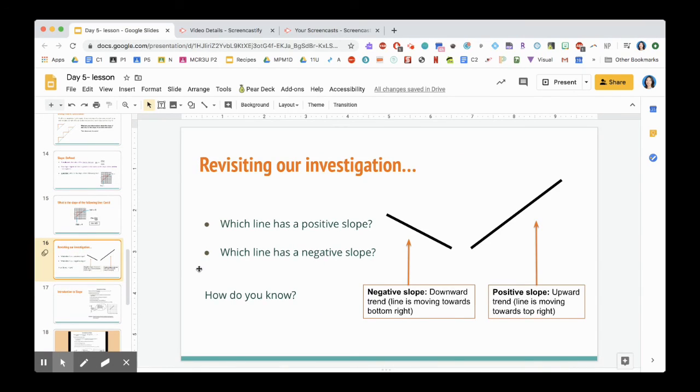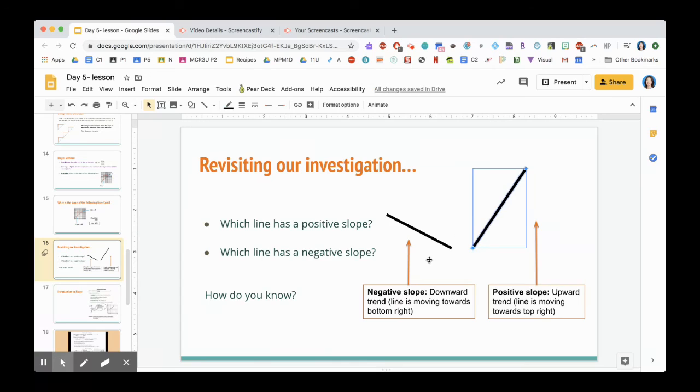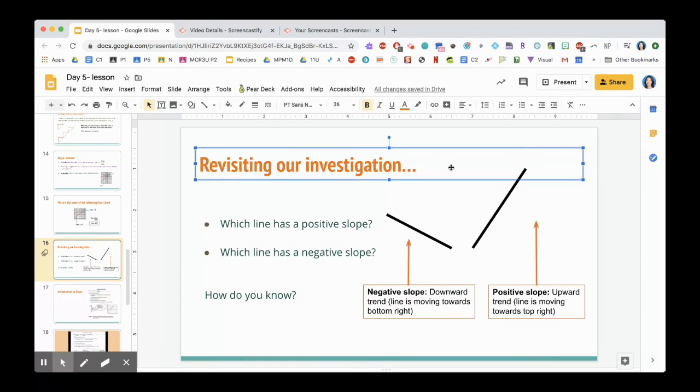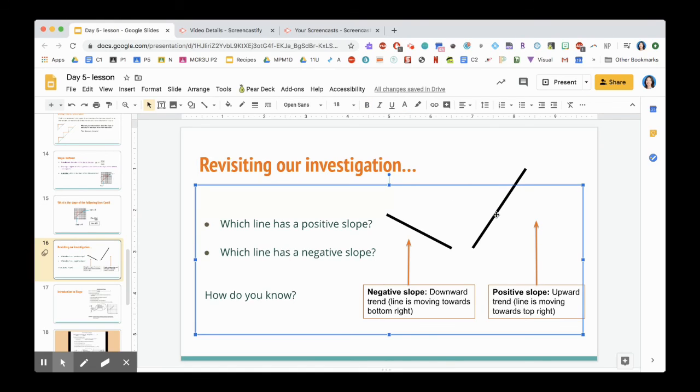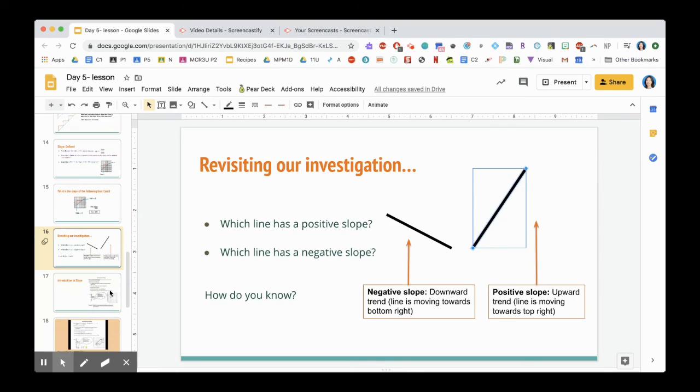Revisiting our investigation, which line has a positive slope and which line has a negative slope? In our version, ours was a bit steeper. Anyway, which line is a positive slope? Well, this is a negative slope. It has a downward trend. The line is moving from left to right, it's going down, and for this one, it's going up. It's a positive slope from left to right. All right.